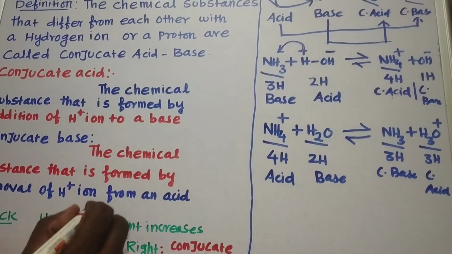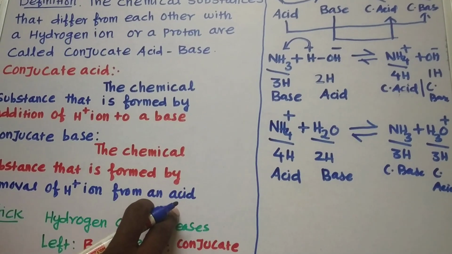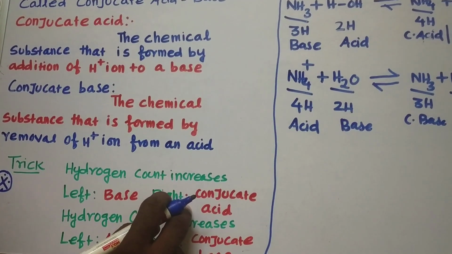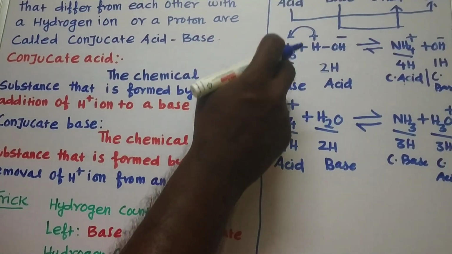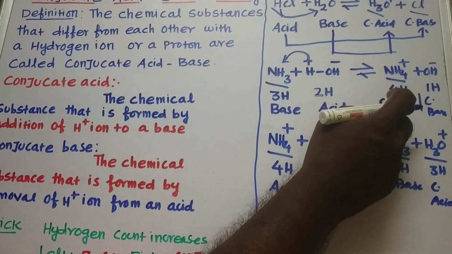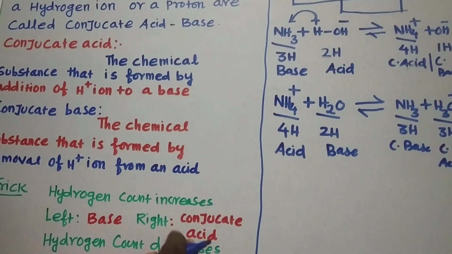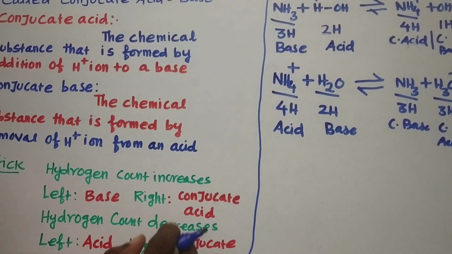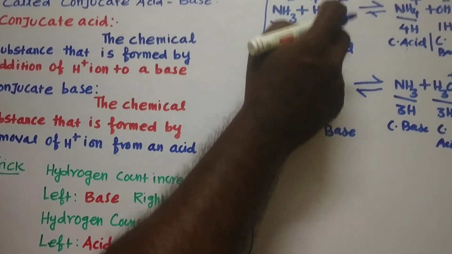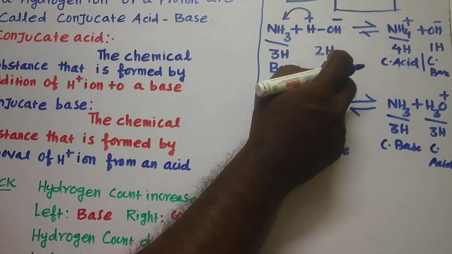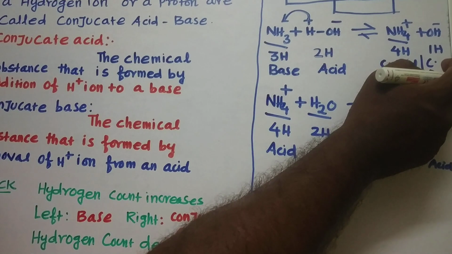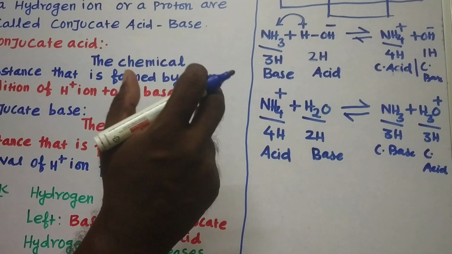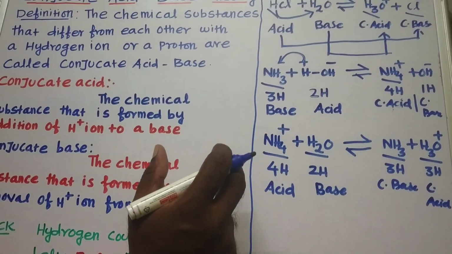In a chemical reaction, if the hydrogen count increases, the left side acts as a base, then the right side acts as a conjugate acid. Here ammonia acts as a base on the left side and the right side acts as a conjugate acid. Then if the hydrogen count decreases, the left side acts as an acid and the right side acts as a conjugate base. Here the water acts as an acid. On the right hand side it acts as a conjugate base. So this is a very useful trick. By applying the trick, you can find out any conjugate acid base pair quickly.